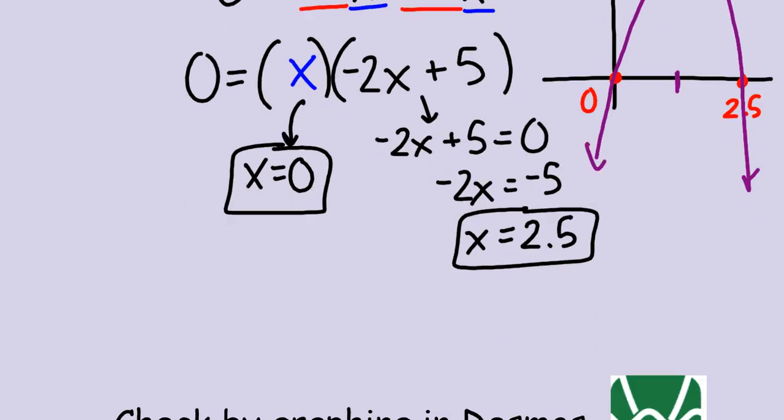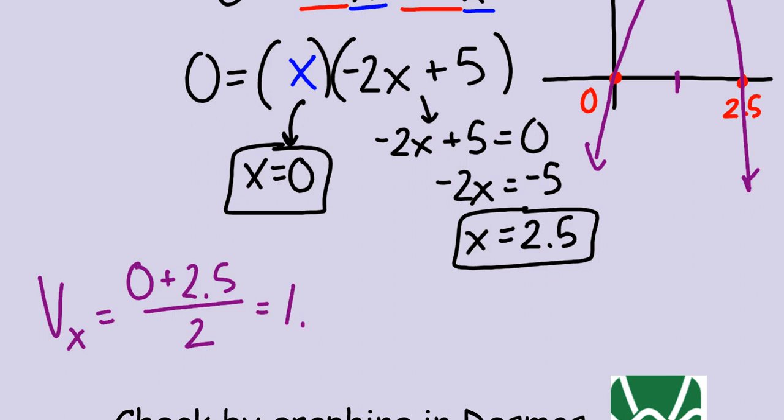If you don't know, by just looking at this simpler case, you'd have to solve by averaging the two. Add them together and divide by 2, and that leaves you at 1.25. So that's where the vertex's x-coordinate is going to be. That's how we did it with numbers.